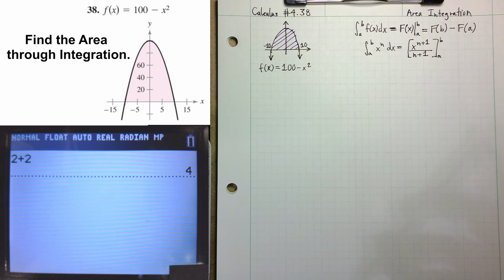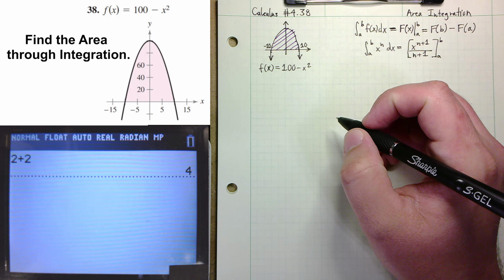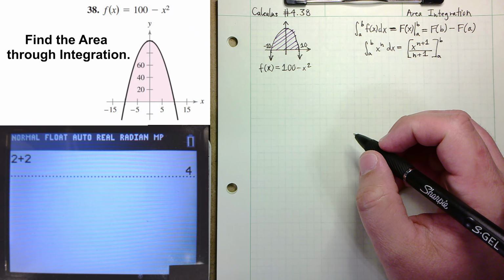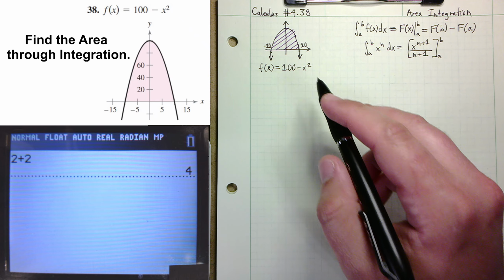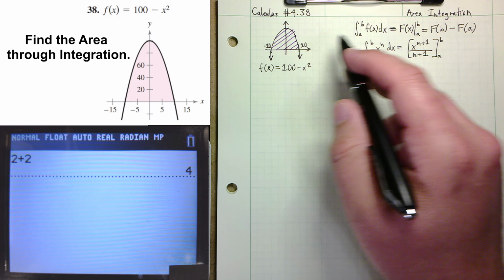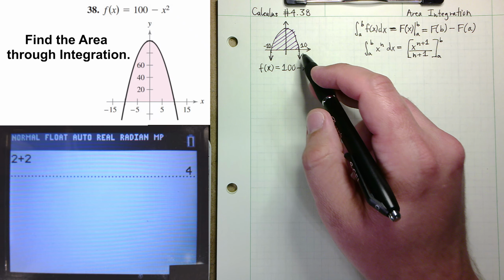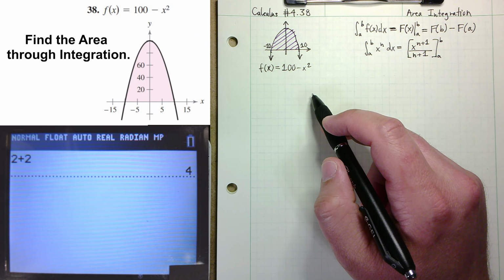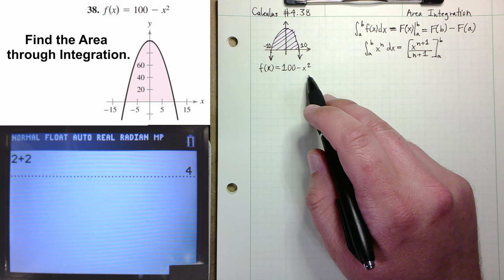Alright guys, today we're going to solve a calculus problem from chapter 4 involving integration. We're going to solve number 38, which asks us to find the area under this inverted parabola using integration. So here's our function given.